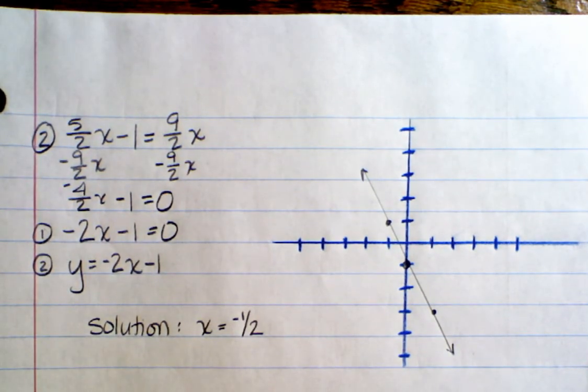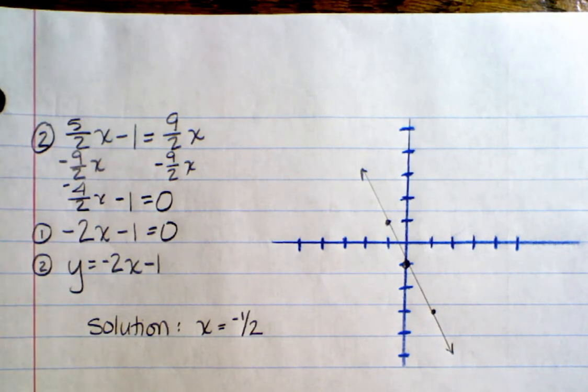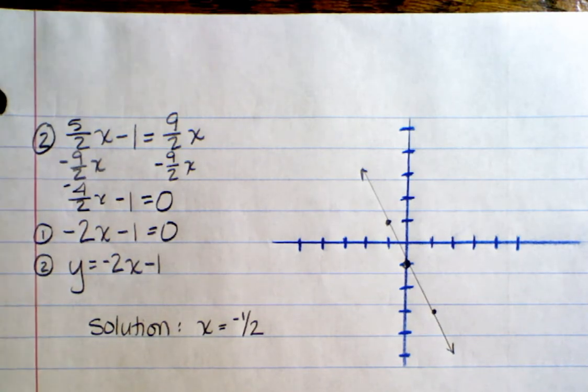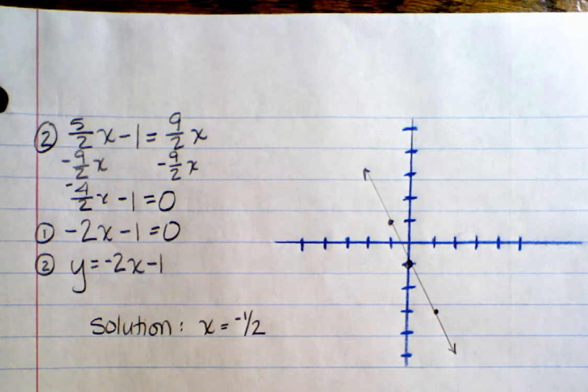So I have the equation 5 halves x minus 1 equals 9 halves x. Again, I want to solve it to make it equal to 0. So I'm going to take the 9 halves x away from both sides. So I have 5 halves x minus 9 halves x. They both have a common denominator already. So I do 5 minus 9, which is negative 4, over 2, x minus 1 equals 0. And then negative 4 over 2 is negative 2. So I simplify, and that's step number 1 here. So I have negative 2x minus 1 equals 0. Then I'm going to substitute y in place of 0, and so I have y equals negative 2x minus 1.